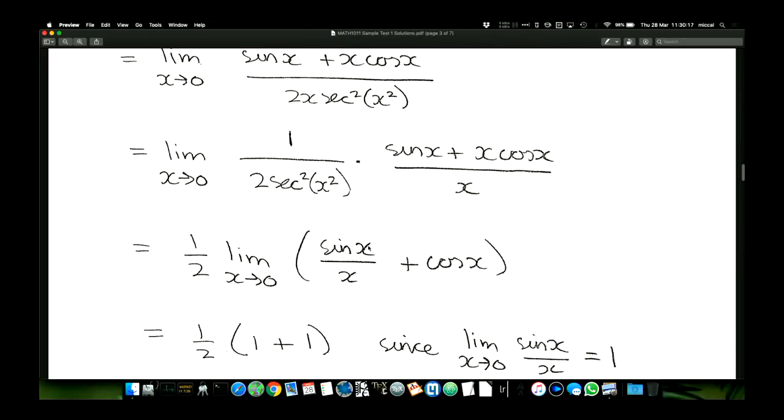And this bit I can break up because this is the fundamental trig limit. So the limit as x goes to 0 of sine x on x is 1. Now if you miss that, that's fine. But what would happen in that case, let's say you didn't spot that.